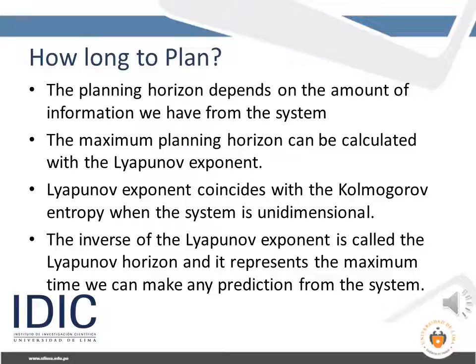In a unidimensional system, like the one we are studying, the Lyapunov exponent is equal to the Kolmogorov entropy. So we begin calculating the Kolmogorov entropy with a formula we have previously seen, and we make it equal to the Lyapunov exponent, and we invert it because the inverse of the Lyapunov exponent is called the Lyapunov horizon, and it represents the maximum time we can make any prediction of the system based on the amount of information that we have from the system.